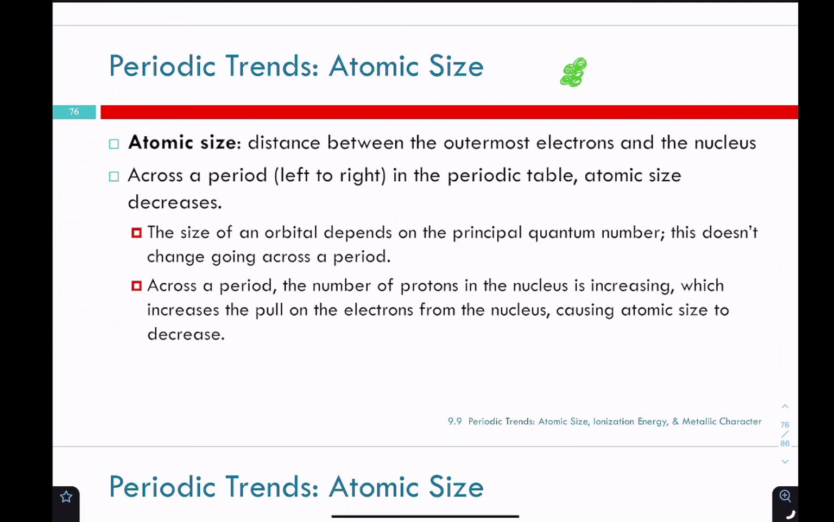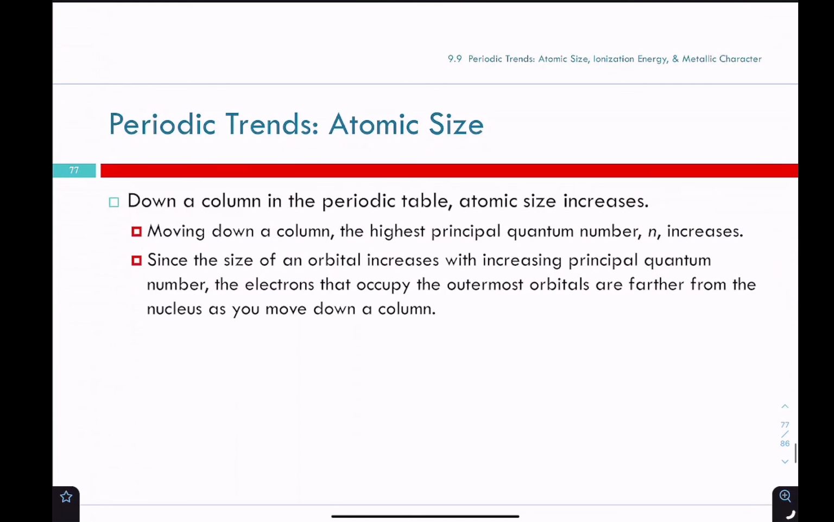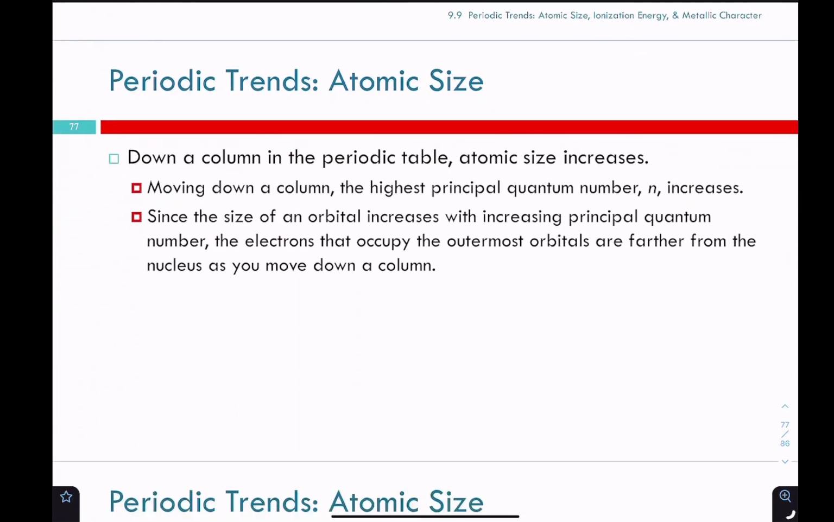And so going from neon to sodium, it suddenly gets bigger. And then as you go across, it'll shrink again. And you go down a row and it gets bigger. And then as you go across, it shrinks. So atomic size, back to the black one here. Going down a column increases, but going to the right decreases.